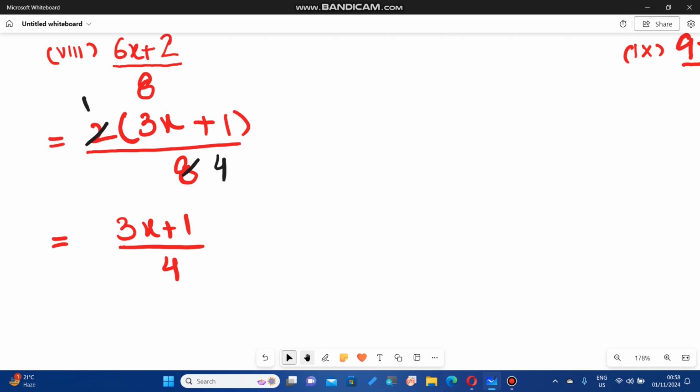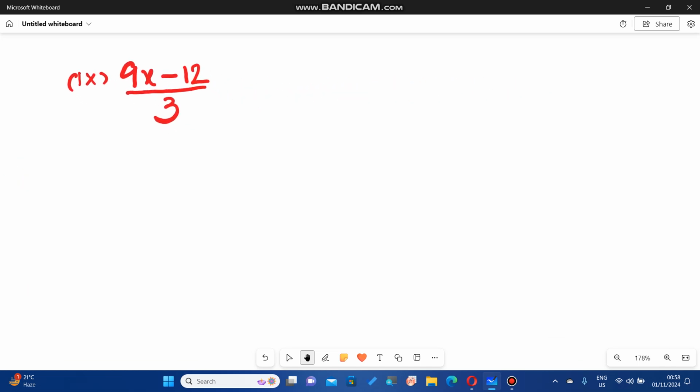Alright, now next we have 9x minus 12 divided by 3. Same question. We cannot cancel the numerator term with the denominator since we have subtraction in the middle. Can we subtract these two terms? No, since 12 is missing the variable. What is the option here for us? We are going to take common. We have 9x minus 12. Can we take x common? No, we cannot take x common since it is missing in 12.